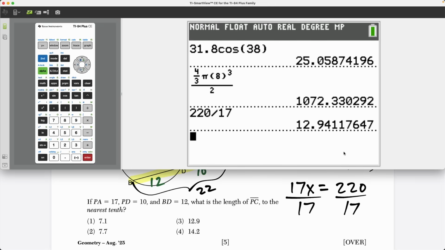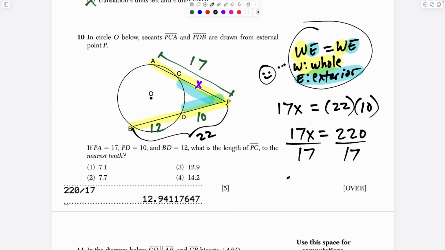And we're rounding to the nearest tenth. We have a 9 in the tenths place. To the right is a 4, so we round down to 12.9. So once again, X equals 12.9, and we solve for X. Let's just make sure we're actually answering the question here. The question is asking, what is the length of PC? And PC we labeled with X. So PC is definitely equal to 12.9, choice 3.